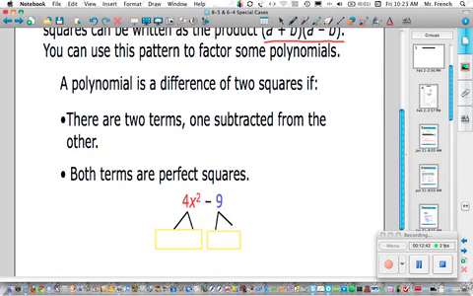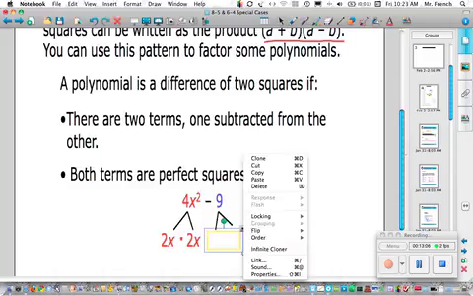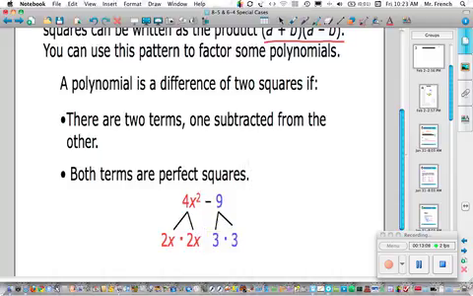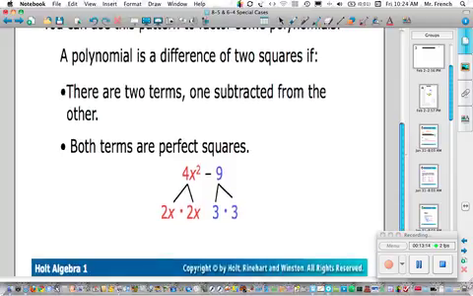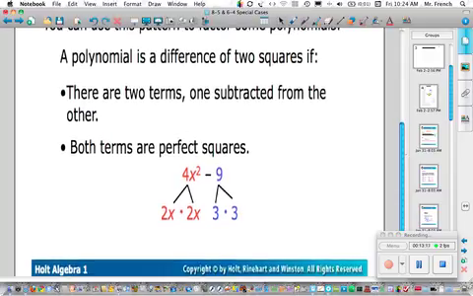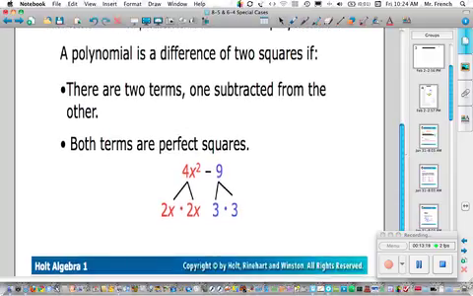All right, let's take a look at just how easy it is to factor something that is a difference of 2 squares. So let's take a look at this problem. I have 4x squared. Is 4x squared a perfect square? Yes, it is, because 2 squared is 4, and x times x is x squared. So the perfect square here is 2x times 2x. Now, what about the perfect square of 9? 3 times 3. Very good. So I have a difference of 2 squares here, and because of that, we're going to go ahead and factor it. Okay, let's go to the next slide.